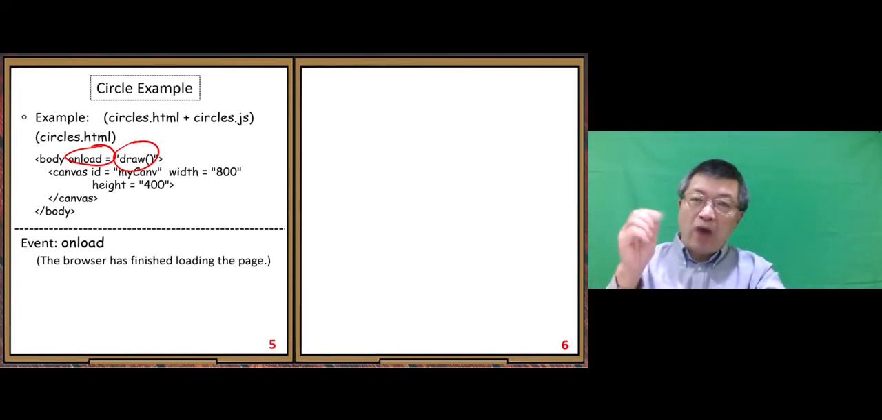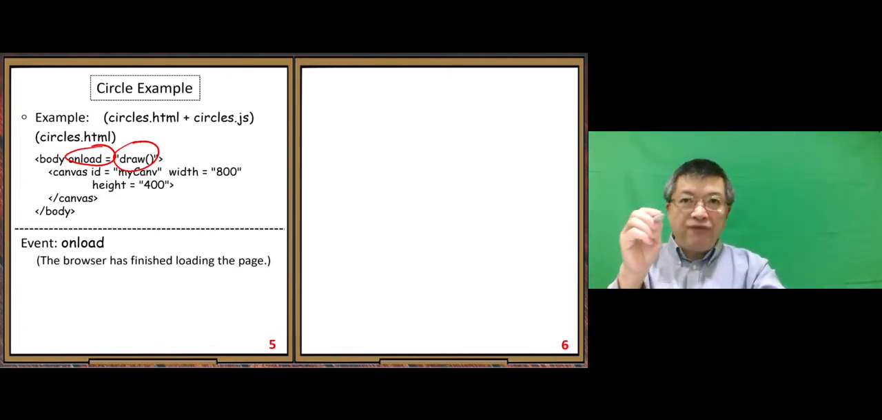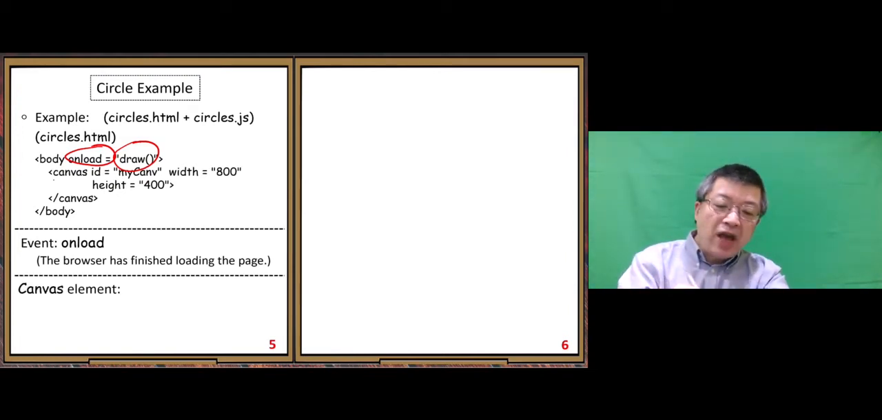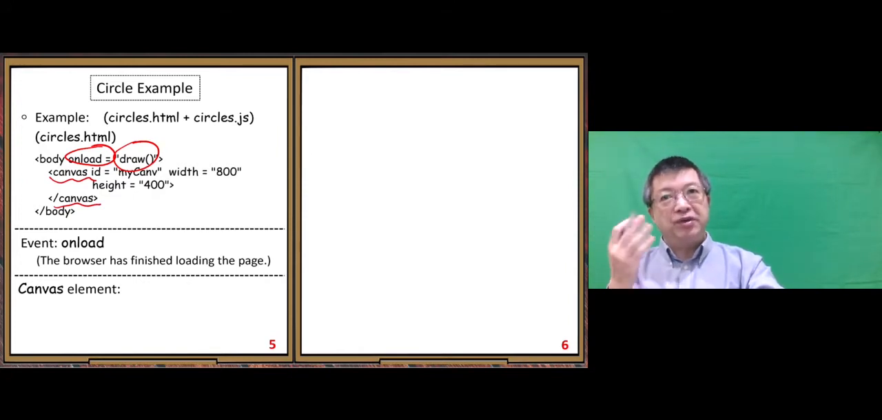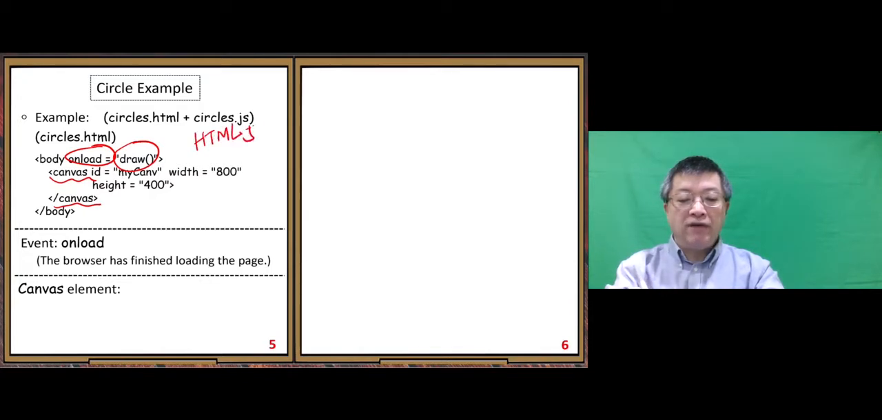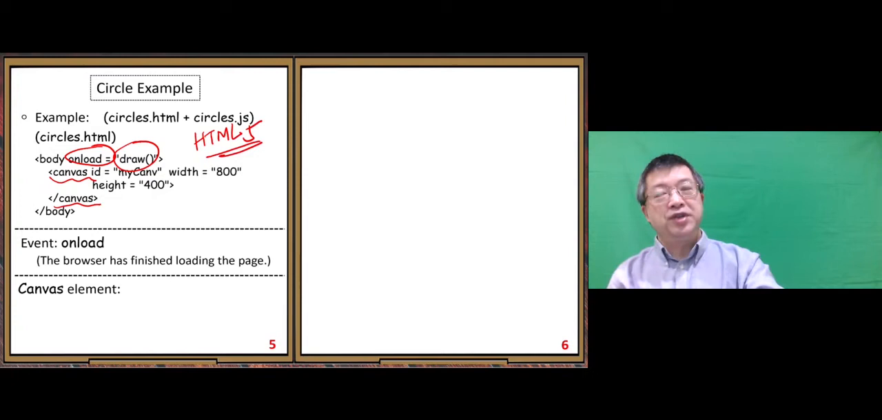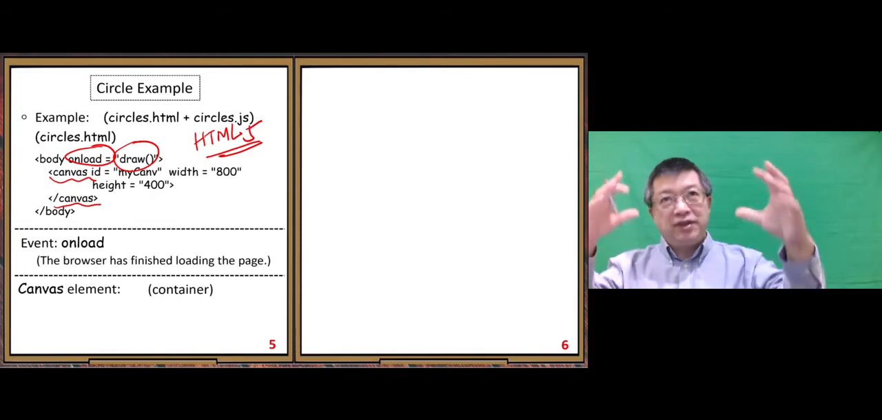Then we want to draw graphics on the page, right? When we need to draw graphics, we need to use this canvas element. The canvas element is a special element for drawing. It is a new element in the HTML5 version, the current version we are using. With the canvas, we can draw graphics. Very nice feature. It is a container.